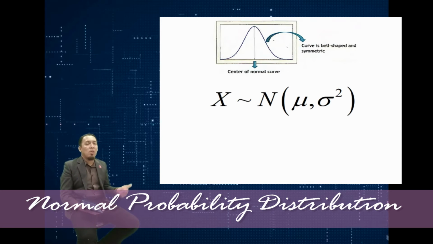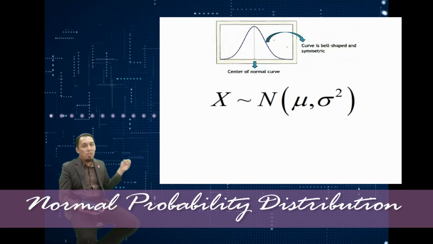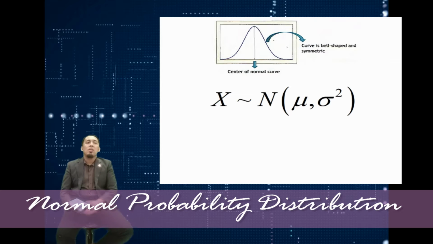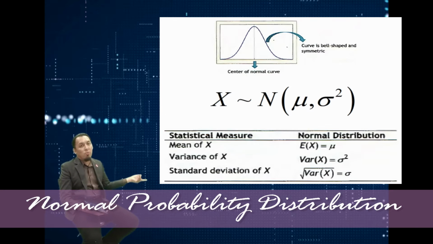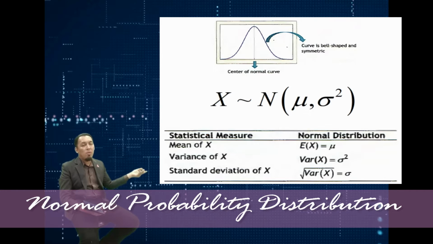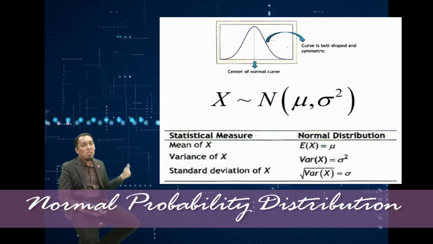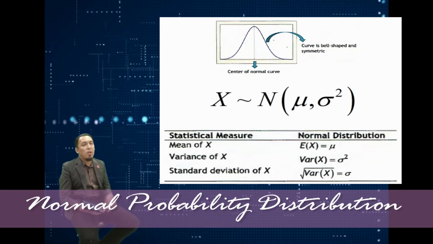Now let's see how to look for its measures of central tendency and dispersion. To find the mean, we look for mu. To find the variance, it is sigma squared, and to find the standard deviation, it is sigma, or the square root of sigma squared.